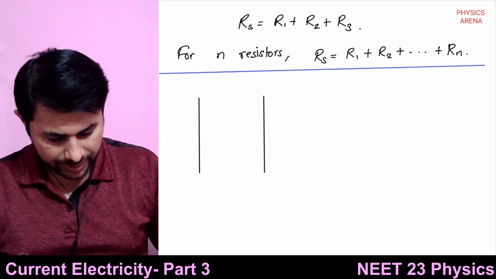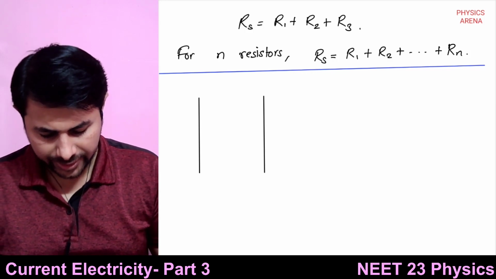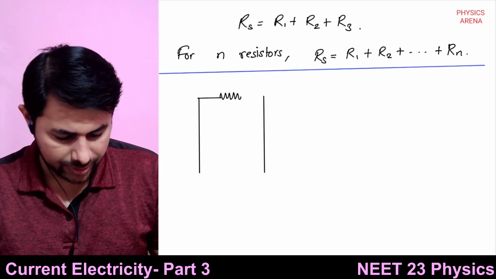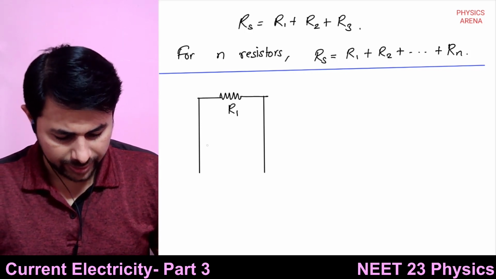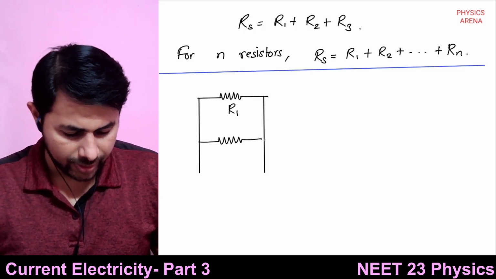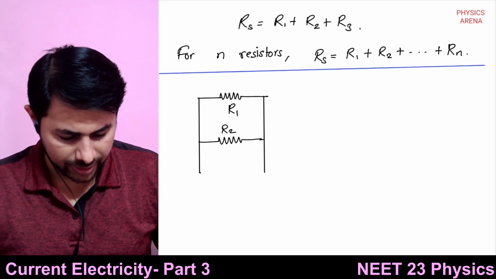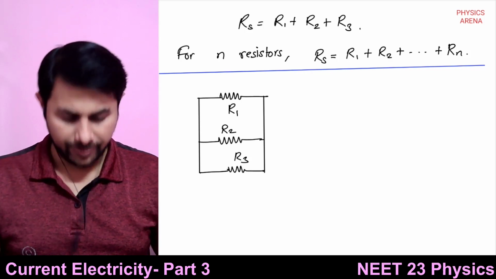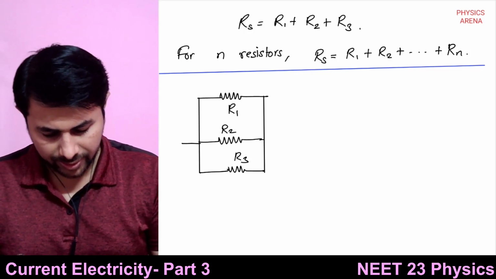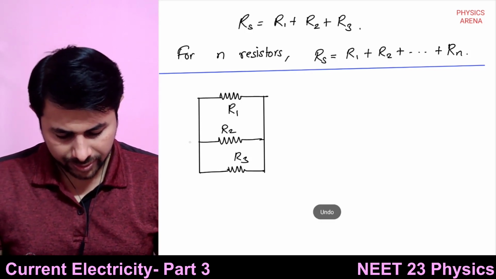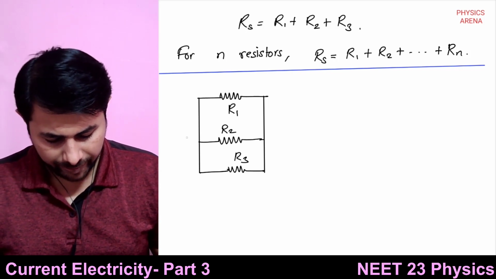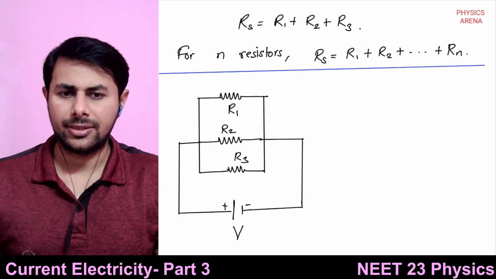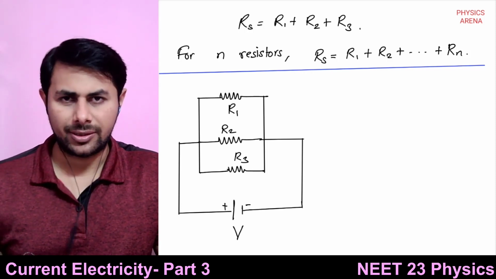Suppose we have n resistors connected in parallel. So let's consider three first. This is the first resistor R1, this is the second resistor R2, this is the third resistor R3, and they are connected in parallel, and their common ends are connected to two terminals of a battery. So now what will happen? The potential difference that the battery provides is V.